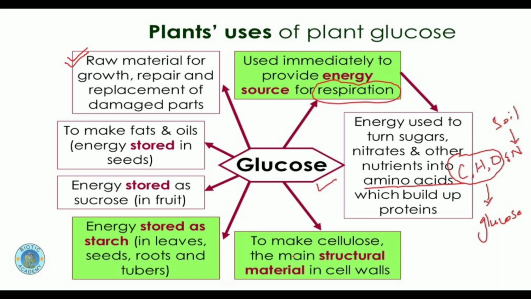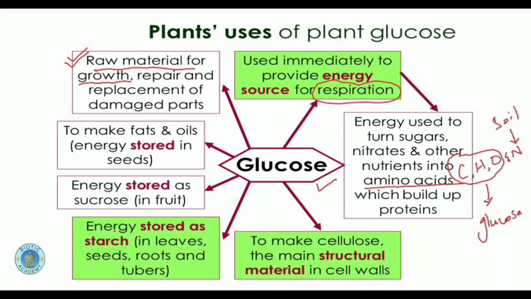Now the plant uses glucose to make structural material in the cell wall. Cellulose is a carbohydrate, and that carbohydrate is used to make the cell wall of the newly formed cells. As I have discussed earlier, the plant uses glucose in growth, meaning it makes new cells, and for the formation of a new cell, the plant must have a cell wall. That cell wall is developed with the help of glucose molecules.